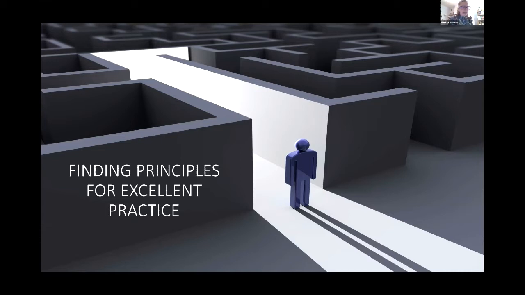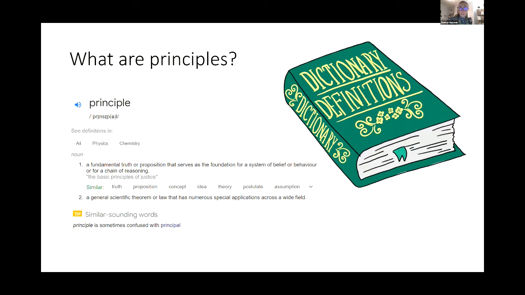So we're going to be looking at how we find principles for excellent practice as social workers in this back to basics session. Because it's back to basics, I'm going to start off with what we mean by principles. You know that I like to start by looking at the dictionary definition of a word when I'm exploring it. And the dictionary definition of principle is up on screen now.